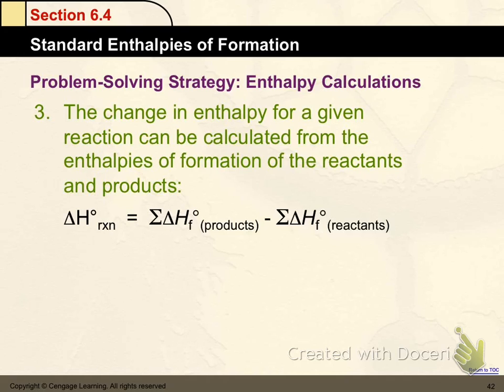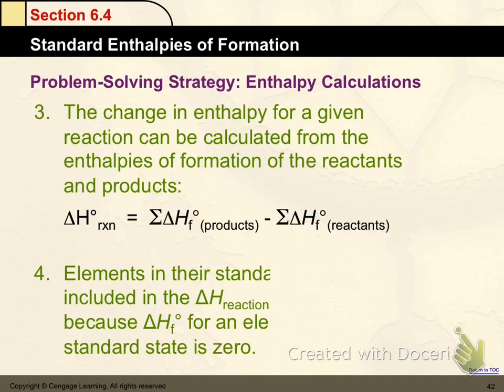So here's your reaction. This is your total reaction for this particular process. The delta H of reaction, the heat flow for this particular reaction, is going to be equal to the sum of the products' delta H's minus the sum of the reactants' delta H's. That's our reaction. This sigma here means sum. That means just add them up.